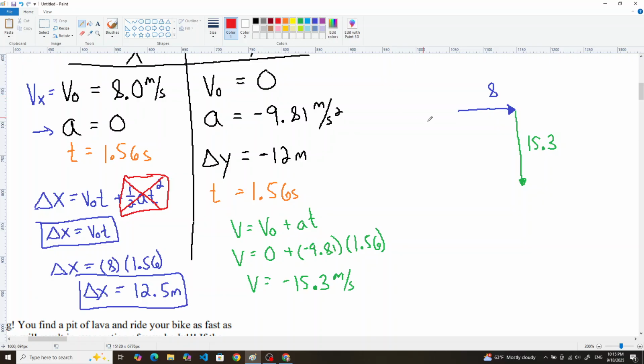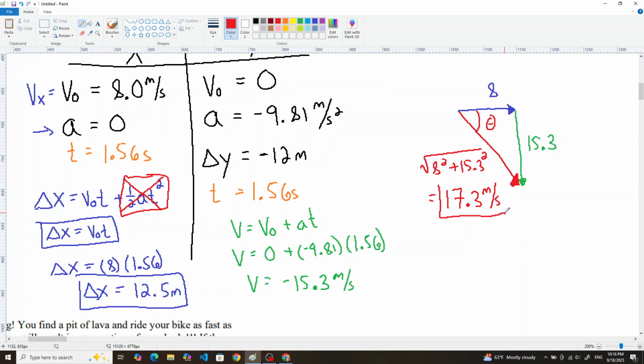positive. The resultant vector, what is your actual speed that you strike the water, is solved using Pythagorean's theorem, which hopefully you should be familiar with. So we have the square root of 8 squared plus 15.3 squared. The result is 17.3 meters per second.